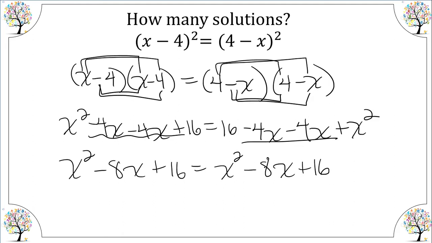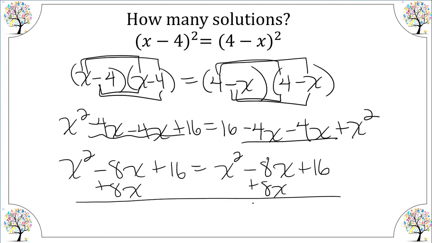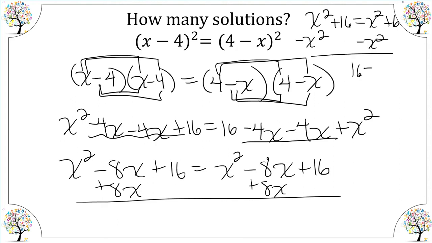We can see that these two expressions are equal. We're going to have infinite solutions, but let's go ahead and combine or get rid of the linear term. So I'm going to come up here. We have x squared plus 16 equals x squared plus 16. Now let's cancel out the quadratic terms and we get 16 equals 16. We have infinite solutions.